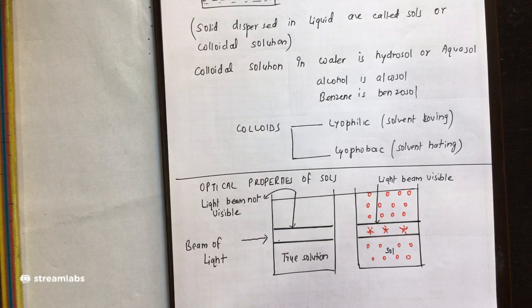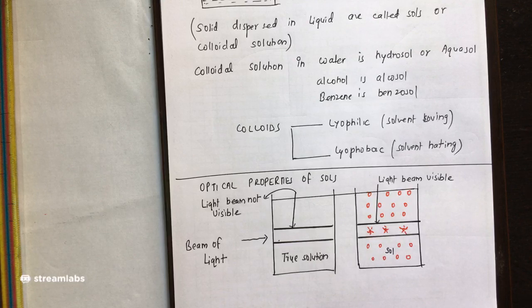Okay, now those are the important optical properties. There are also kinetic properties of colloidal solutions, like Brownian motion. You can study it. It is the continuous rapid zigzag motion of the colloidal particles in the dispersion medium. This is called Brownian motion.